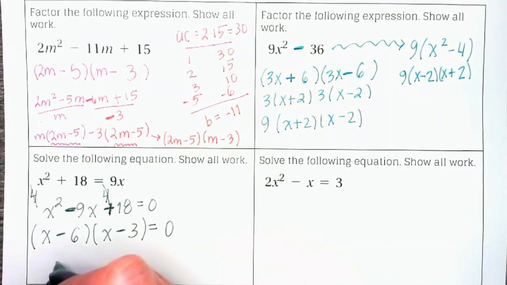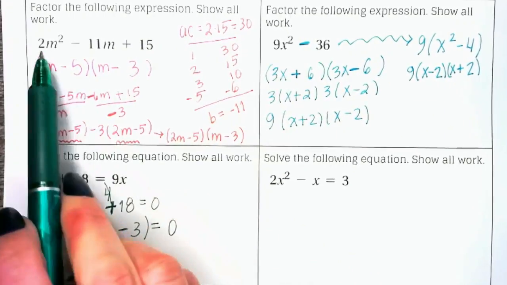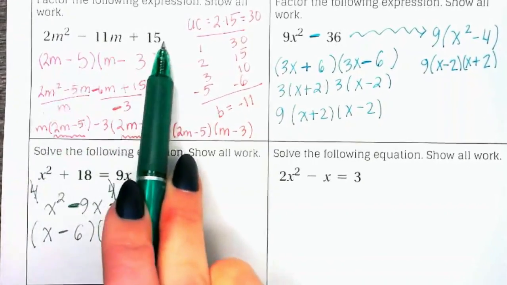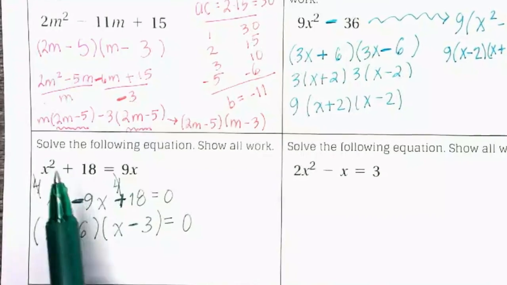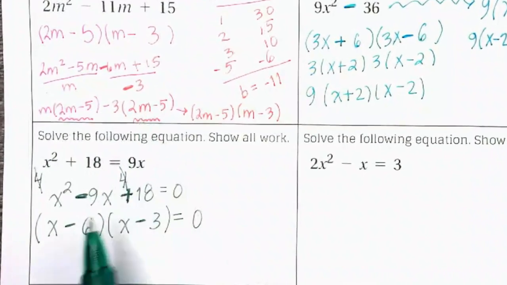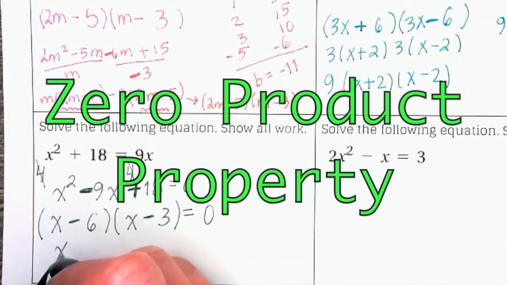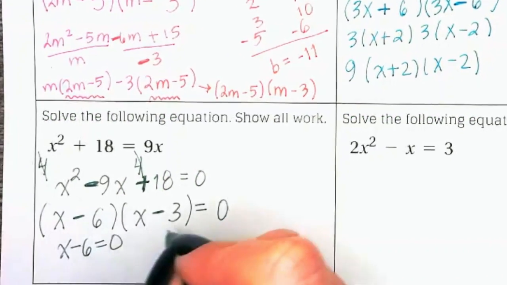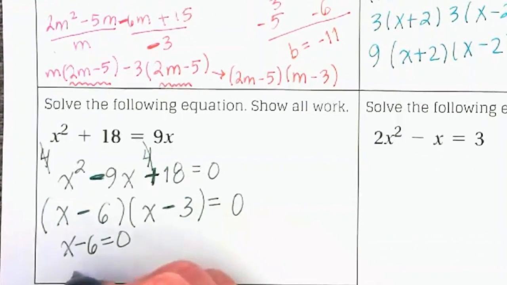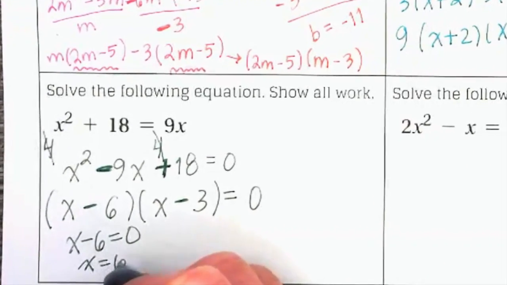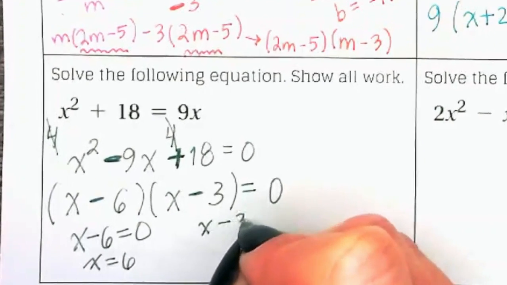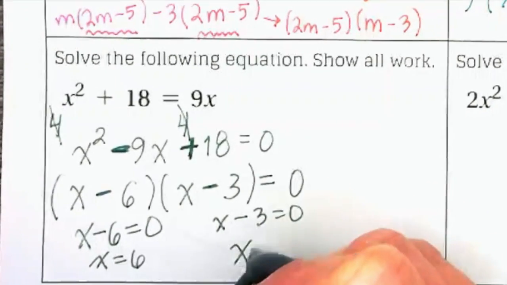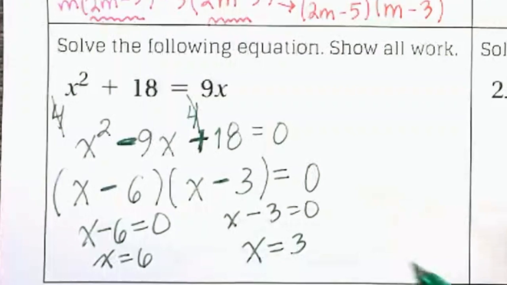Now I finish solving with the zero product property. Again, these directions said factor, and it was an expression. Here it says solve, and it's an equation. These are different circumstances. With zero product property, we're going to set each of the factors equal to 0. If x minus 6 is 0, x equals 6. And if x minus 3 is 0, then x is 3.